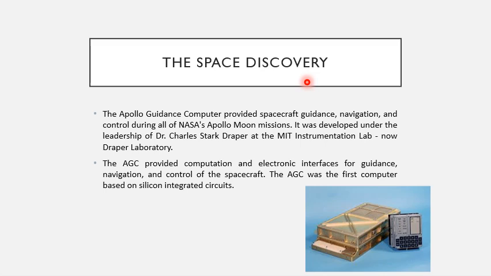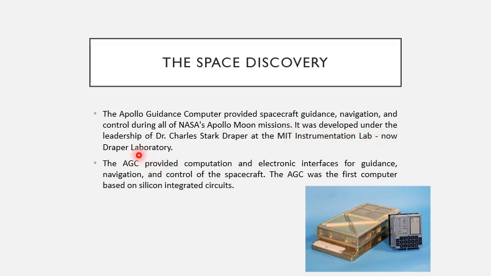6 Apollo missions to the moon returned safely to the earth. One of the reasons the Apollo missions were successful was the Apollo Guidance Computer. This is the Apollo Guidance Computer, which provided the spacecraft guidance, navigation, and control during all of NASA's Apollo moon missions. Navigation means the location, or the left and right turns, up and down.